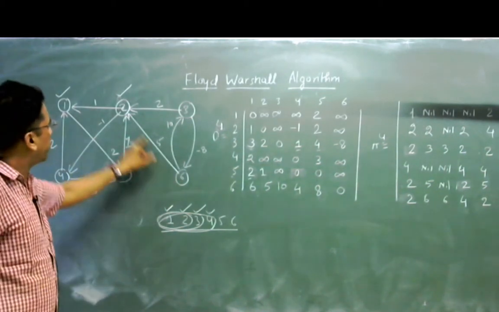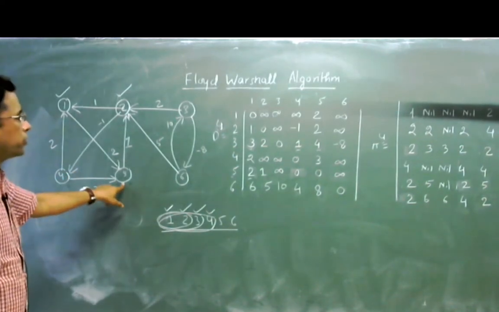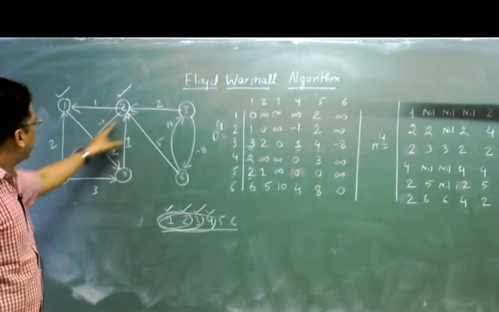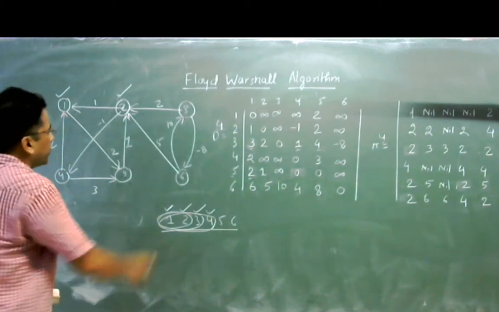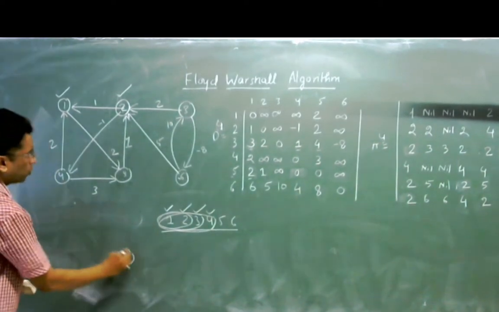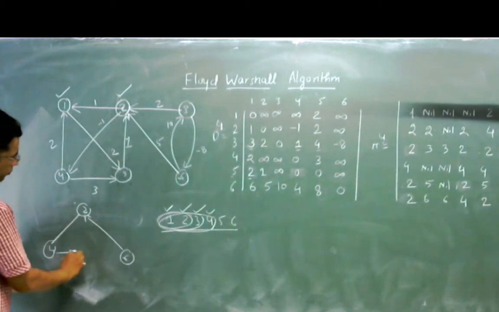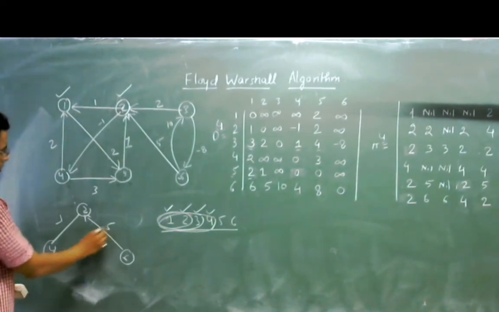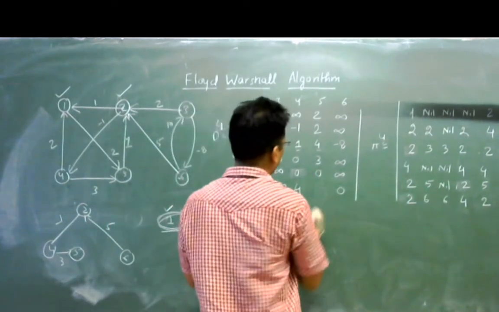6, node number 6, 5 minus 1 and 5, 6 to distance of 3. 6 to 5, 6, 5 minus 1, 4, 4 plus 3, 7. 7, because this path is 6 to 2 and 2 to 4, 6 to 2, and 2 to 4, and 4 to 5. So this distance is 5 minus 1 and 3. This is 5 minus 1, 4, 4 plus 3, 7. So 6 to 5 distance has become 7.